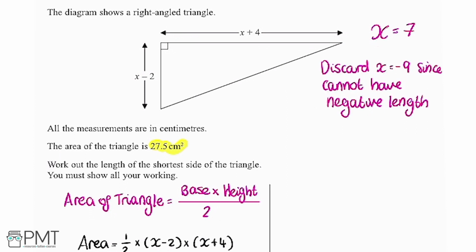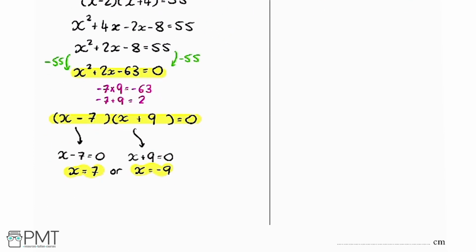Therefore, I can work out what the actual length of the sides are, because I'm going to do 7 plus 4 for this one, which is 11 centimetres. And here we've got 7 minus 2, which equals 5 centimetres. And which one out of these is shorter? Well, it's clearly 5 centimetres is less than 11 centimetres. So our final answer for the length of the shortest side is 5 centimetres.